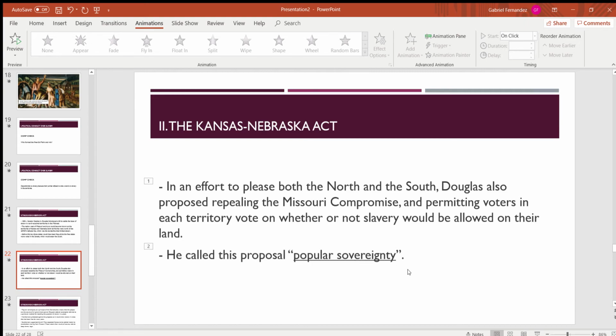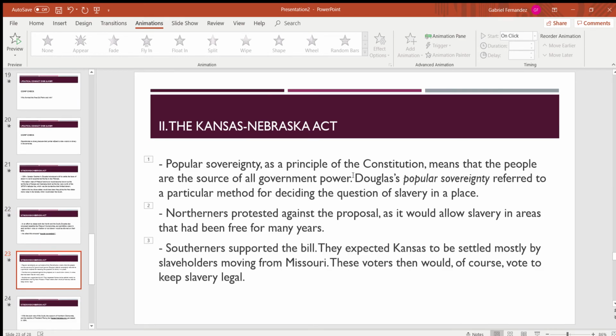Those of you who remember civics very well might recognize this term, popular sovereignty, because it is one of the principles of the Constitution. Popular sovereignty, as a principle of the Constitution, means that the people are the source of all government power. Douglas's definition of popular sovereignty, on the other hand, refers to a particular method for deciding the question of slavery in a place.